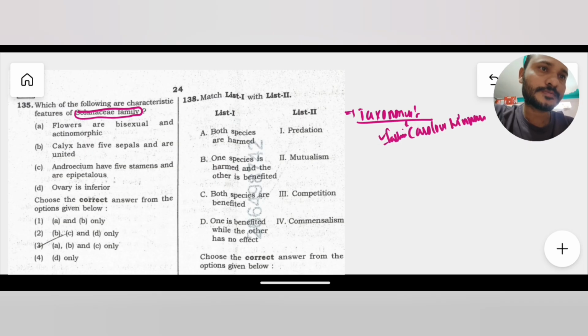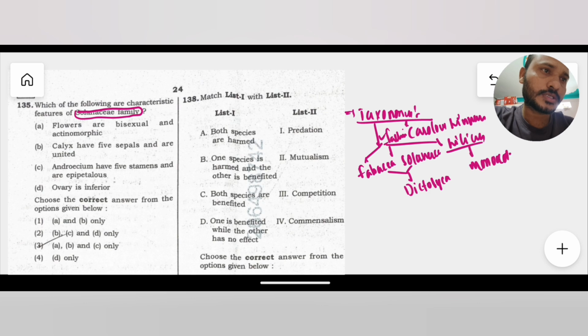We'll discuss. In NCERT, taxonomy generally focuses on 3 important families: Fabaceae, Solanaceae and Liliaceae. Fabaceae and Solanaceae both belong to the dicotyledon class. Liliaceae belongs to the monocotyledon class. Here we are asked about Solanaceae features, so first we analyze the question.